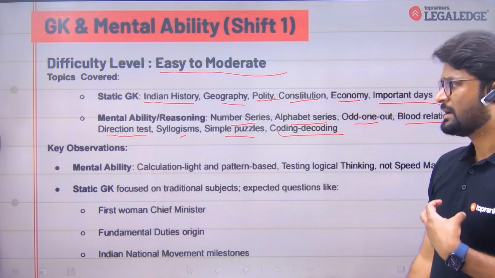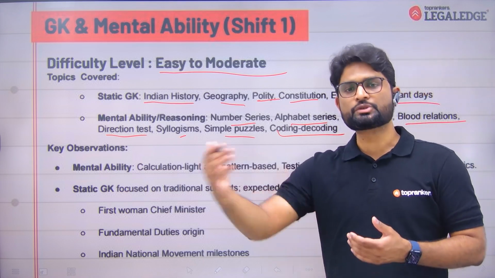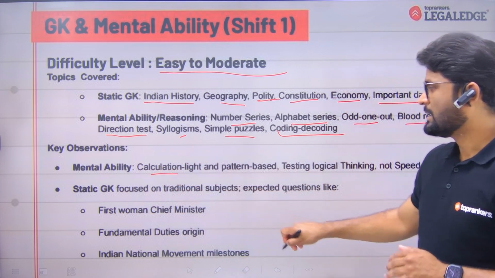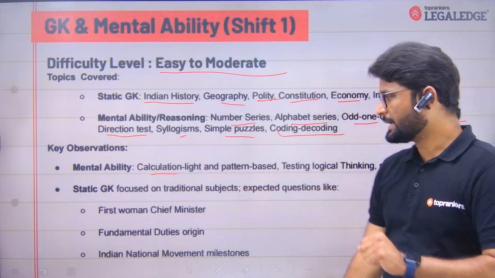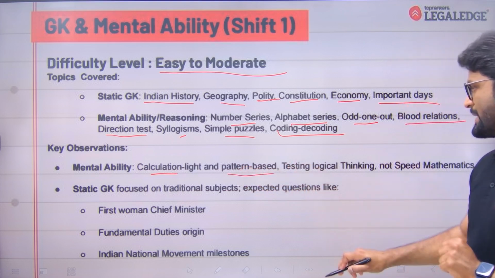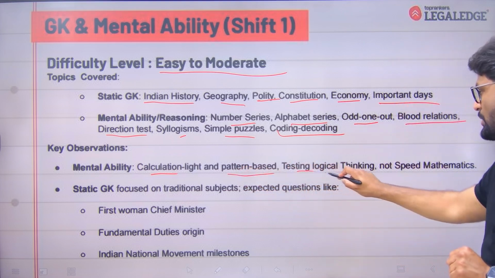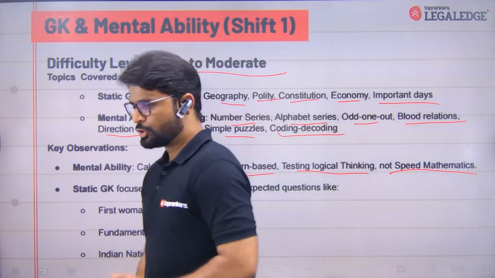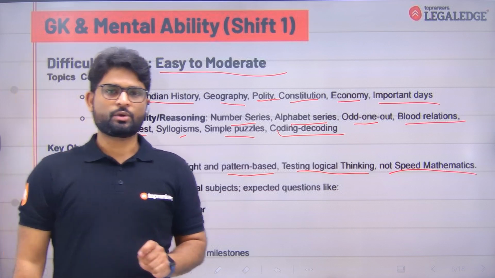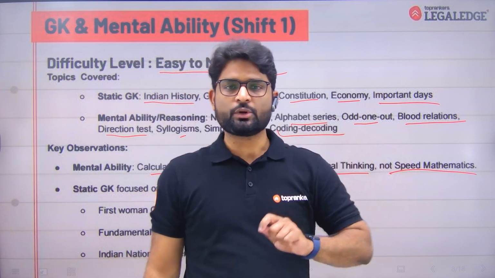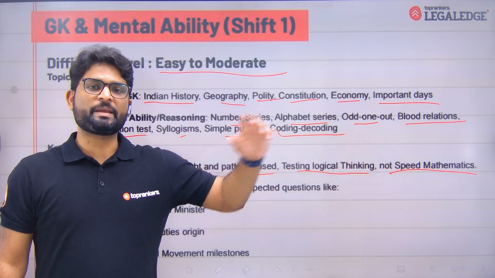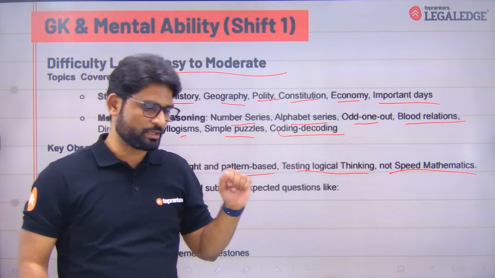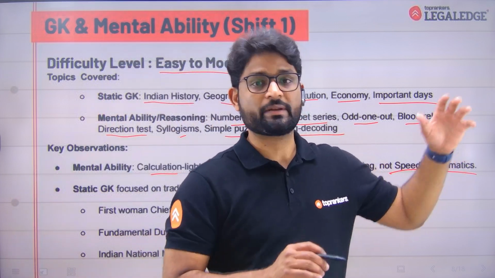Observations we want to share with future aspirants: the mental ability section required calculation, but the calculations were on the lighter side, and there were pattern-based questions. They were testing your logical thinking and not speed mathematics. So it is not going to give you any special advantage if you're very good in speed maths. If you're average in mathematics, the people who are good in maths will have an edge here.